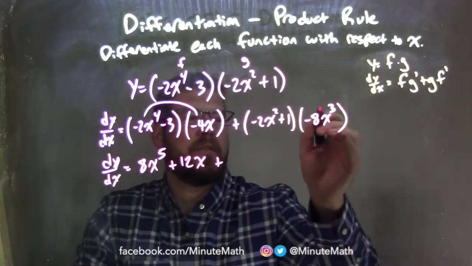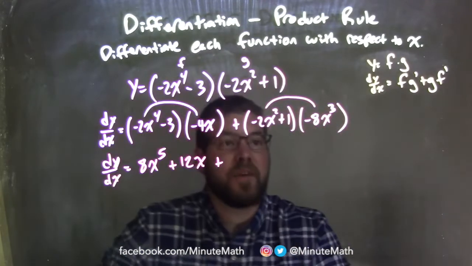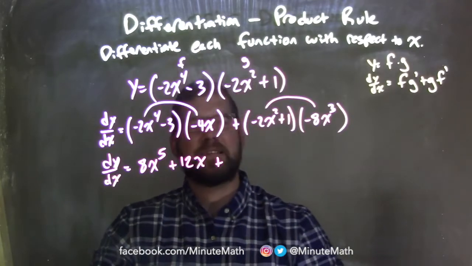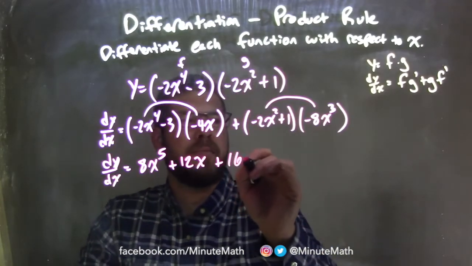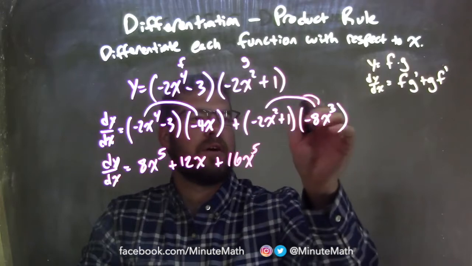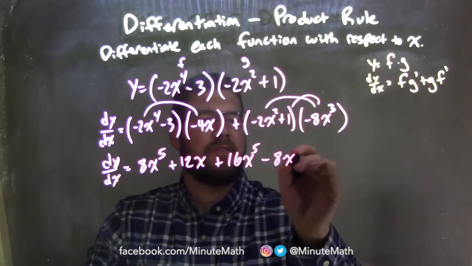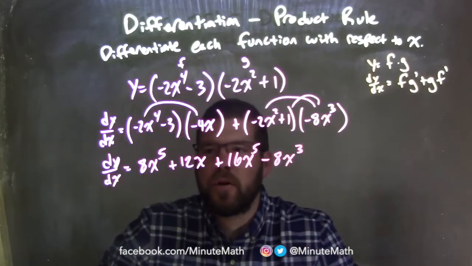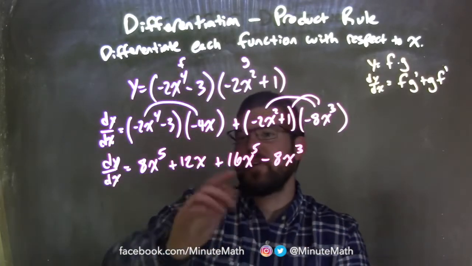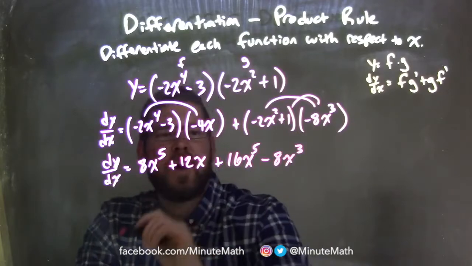Plus, distribute the negative 8x to the third around. So negative 8x to the third times negative 2x squared is positive 16x to the fifth. And multiply, again, negative 8x to the third by 1, and we have a negative 8x to the third. Okay? Now we look, can we simplify anything and rearrange and have our highest degrees first? Highest degrees are 5, so we can combine them.